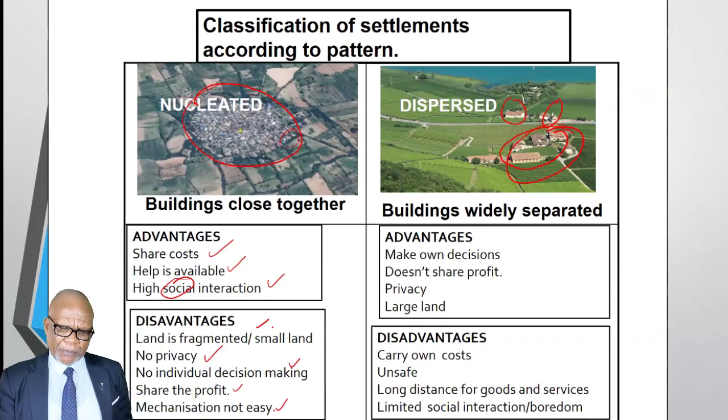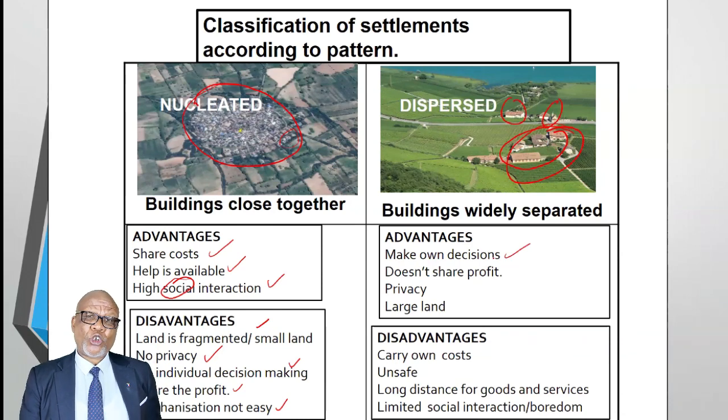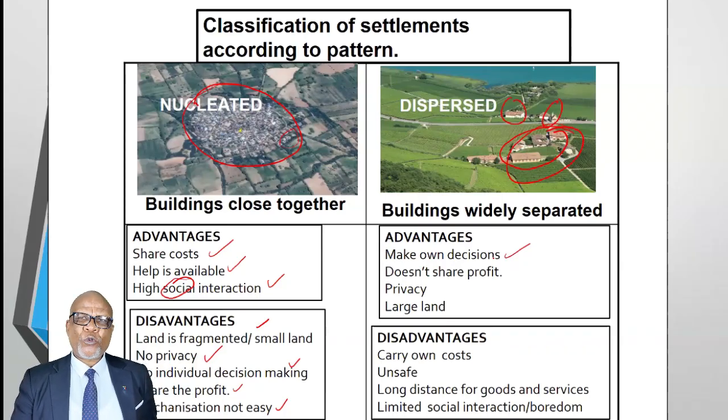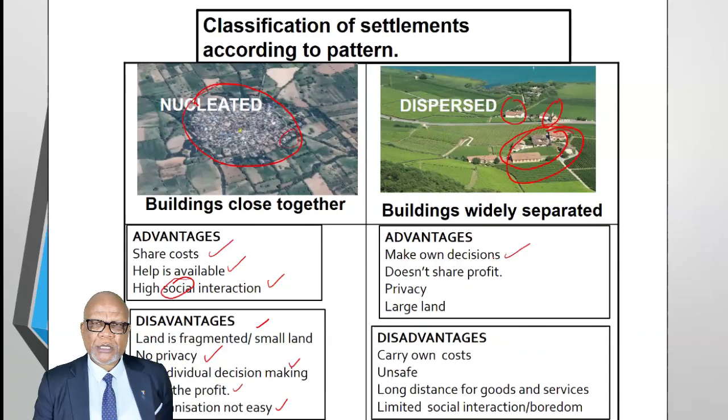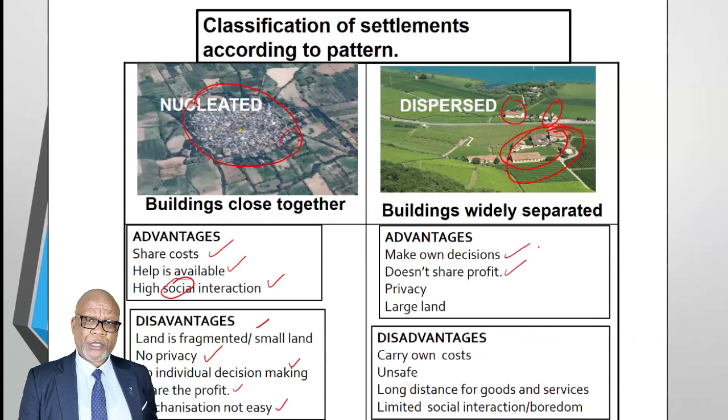Now let's look at the dispersed pattern. What are the advantages of the dispersed pattern? You can make your own decisions. That is social, but you can also add economic to it: you can make your own decisions and increase your profit. So economic is found in all answers. If the answer is social or environmental, you can always add something to it to make it an economic factor. Now, doesn't share profit is outright economic.